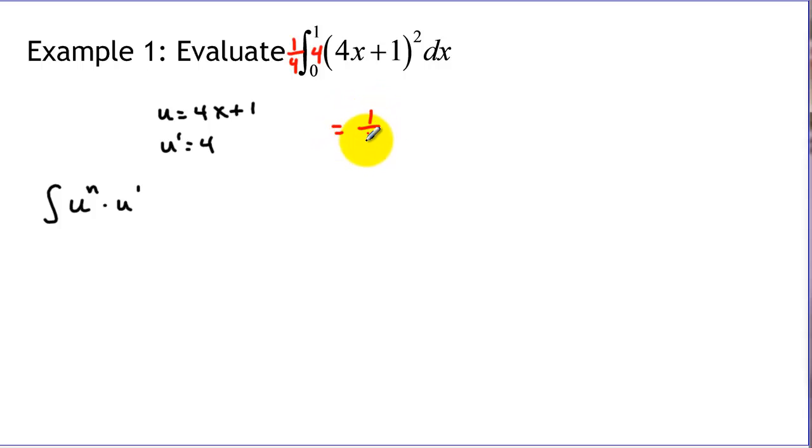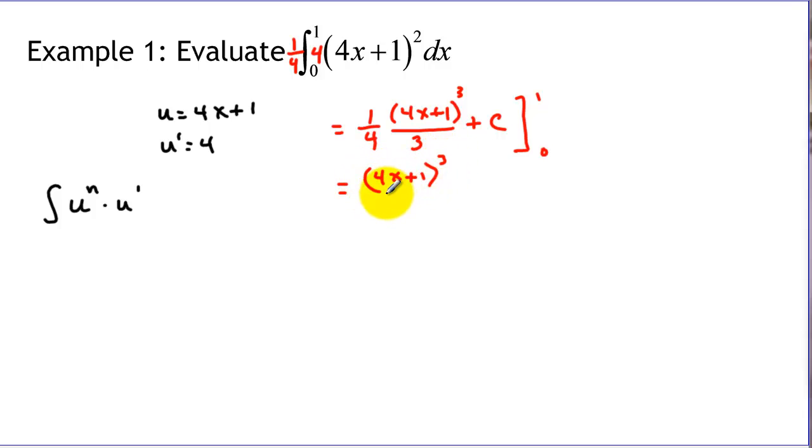So it's going to be 1/4 times u, which is 4x plus 1. We add 1 to the exponent and divide by the new exponent, plus c, and that's got to be evaluated from 0 to 1. So if we simplify here, multiplying our fractions, we've got 4x plus 1 cubed over 12. Again, we're going to evaluate that from 0 to 1.